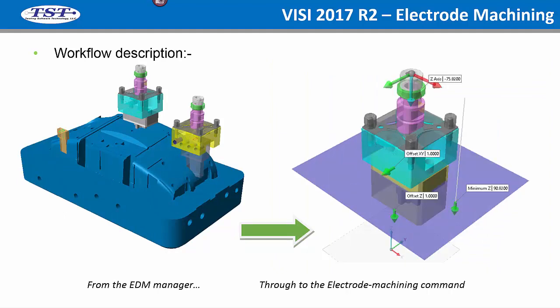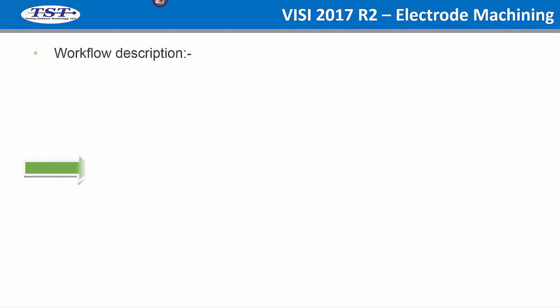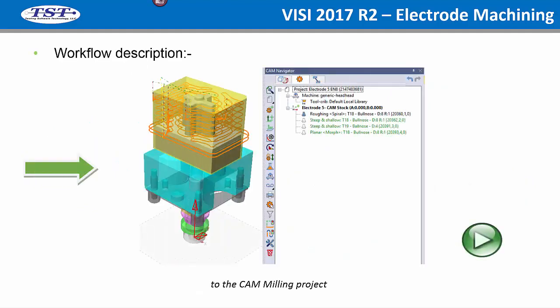So, kind of to get you an idea, we're going from the EDM, or electrode manager, where we're defining everything, through to the electrode machining command. That workflow is just going to help us create that project quicker and get those templates running even faster. Less clicks, less opening the door for human error.